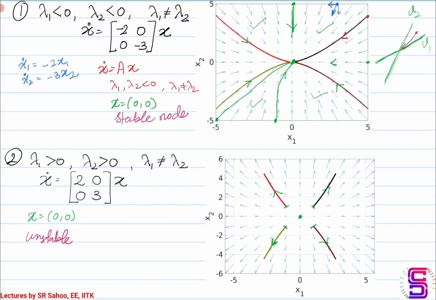Now also observe that if a trajectory starts in a particular section, then it sticks to that section. It never crosses the section. For example, in the example that we have taken, the eigenvectors corresponding to the eigenvalues 2 and 3 are nothing but (1, 0) and (0, 1). So the x1 axis is defined by the eigenvector (1, 0) and the x2 axis by the eigenvector (0, 1). And you observe that the black trajectory starts in the first section defined by v1 and v2, and it always stays in that section.